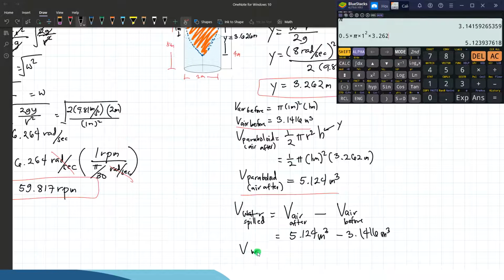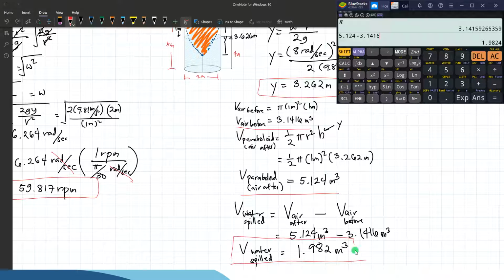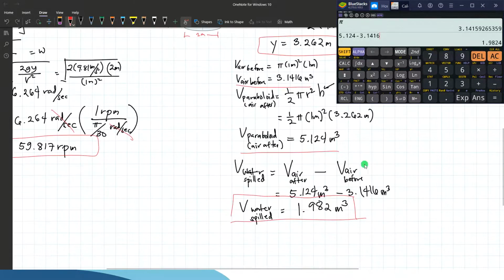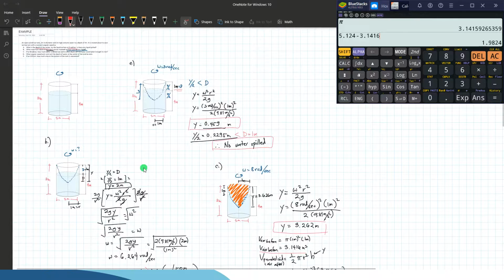So the volume of water spilled is equal to 5.124 minus 3.1416, okay, 1.982 cubic meters. This is your answer for letter C.